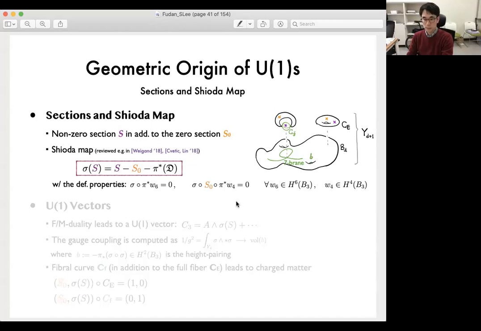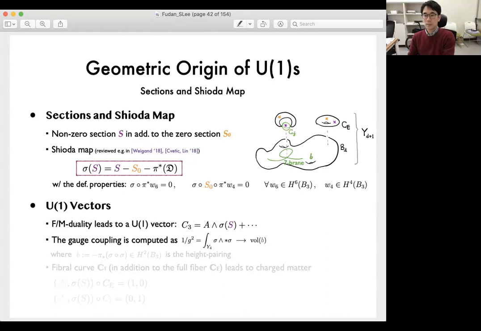Now to the physics of these sections. Via the duality with M-theory, we can learn that a U1 vector arises from expanding C3 over sigma, and its inverse gauge coupling is easily computed in terms of the volume of a certain divisor B, defined in this precise manner. And the name of this object in algebraic geometry is the height pairing divisor.